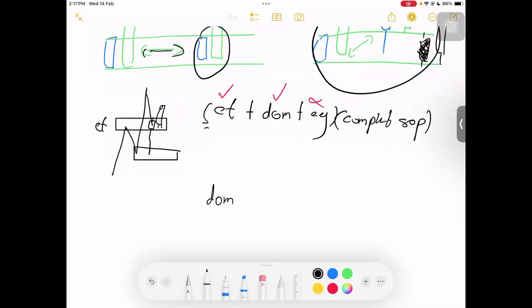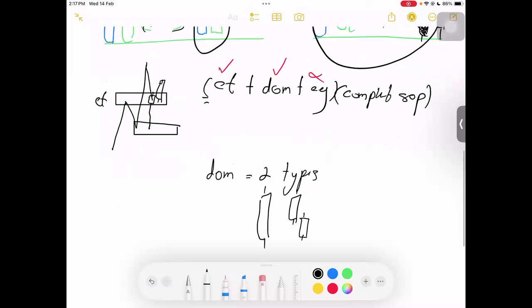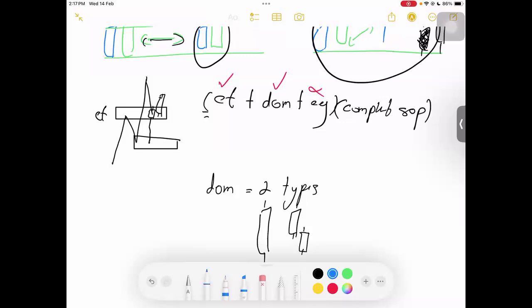DOM has two types. First is a break with just one candle. Then the other one is like this. Two types of DOMs. Which one is DOM? This one that breaks the zone. The break of this zone, EG sell. EG sell zone, then the break becomes DOM. Then EG sell becomes EF.